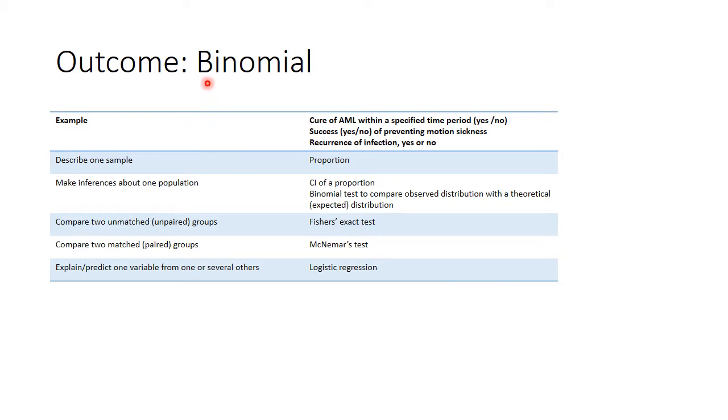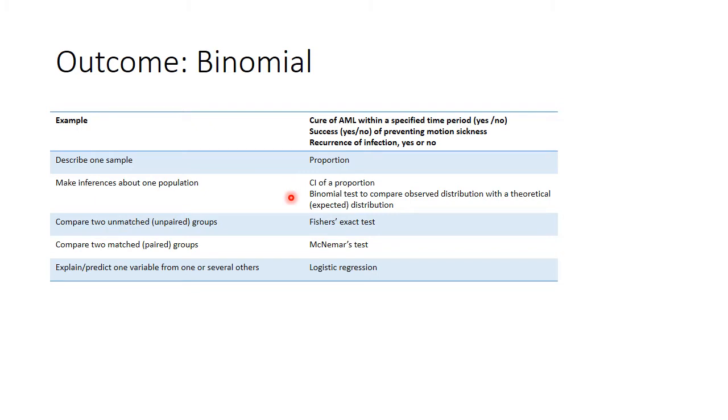When you're looking at binomial outcomes, so again, this is going to be something like a yes/no kind of thing, boy, girl, red or blue, those sorts of binomial outcomes. To describe them, you typically do a proportion, or basically what percentage of each of the outcomes are present there. And as far as making inferences about the population, you can just do a confidence interval of that proportion.